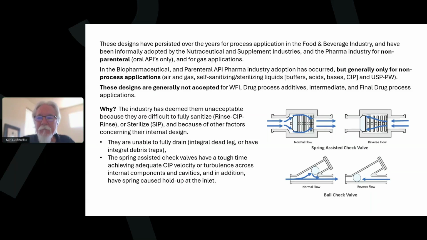In addition, both designs suffer from particle shedding via the thermoplastic ball or the spring-loaded disc contact with the seat. A customer of ours in Ireland several years ago decided to test our design against the spring-loaded check valve that they were using. He built a little test stand and took dry nitrogen and pulsed it through the check valve, so the disc would open and close. And at the outlet of the check valve, he put a sterile vent filter.